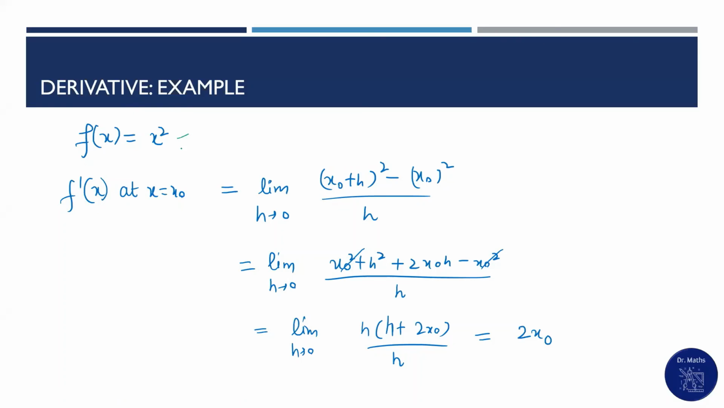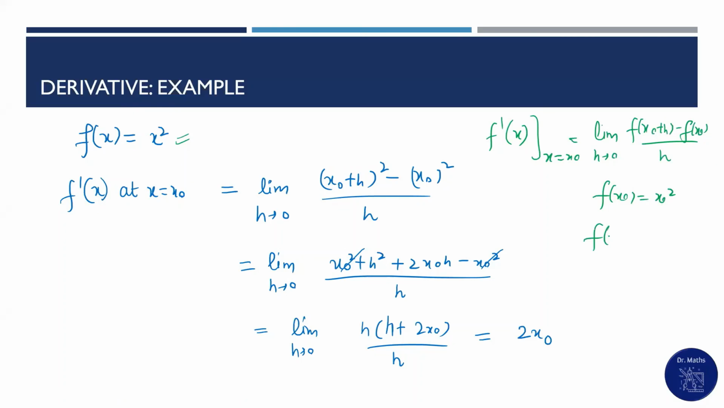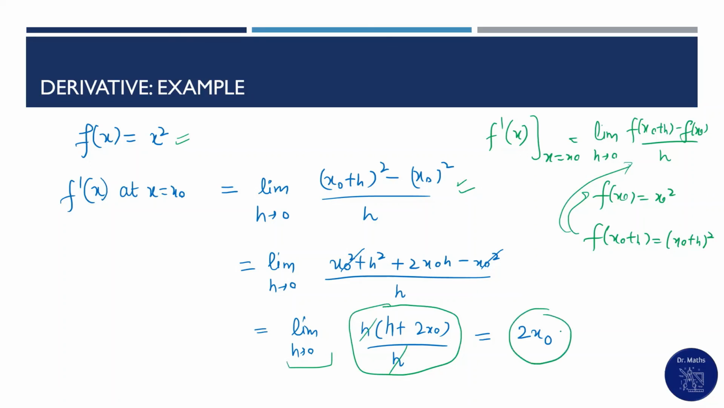I have chosen a very simple example, f(x) = x square. As per the definition, the derivative at a particular point x = x naught is given by limit h tending to 0, f(x naught plus h) minus f(x naught), divided by h. So f(x naught) is x naught square and f(x naught plus h) is (x naught plus h) whole square. If you substitute both of these into the definition, you will get this. Just by this simple calculation, as you can see, I got this, and this h and h get cancelled. Once you use limit h tending to 0, the final answer is 2x naught.